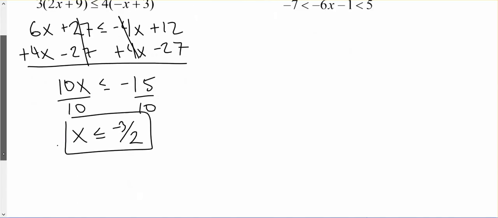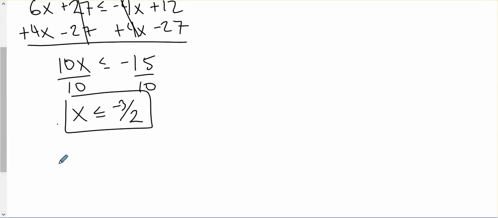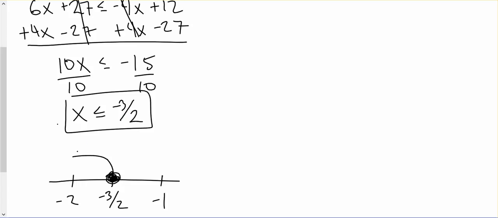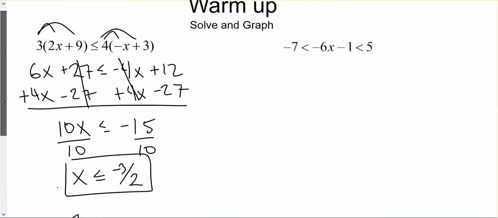So on our graph, we'd have a number line. We're at negative 3/2, which means we'd be in between negative 2 and negative 1. We've got the equal sign, so I know that we're going to be a closed circle. And less than goes to the left. So let's look at our other problem.